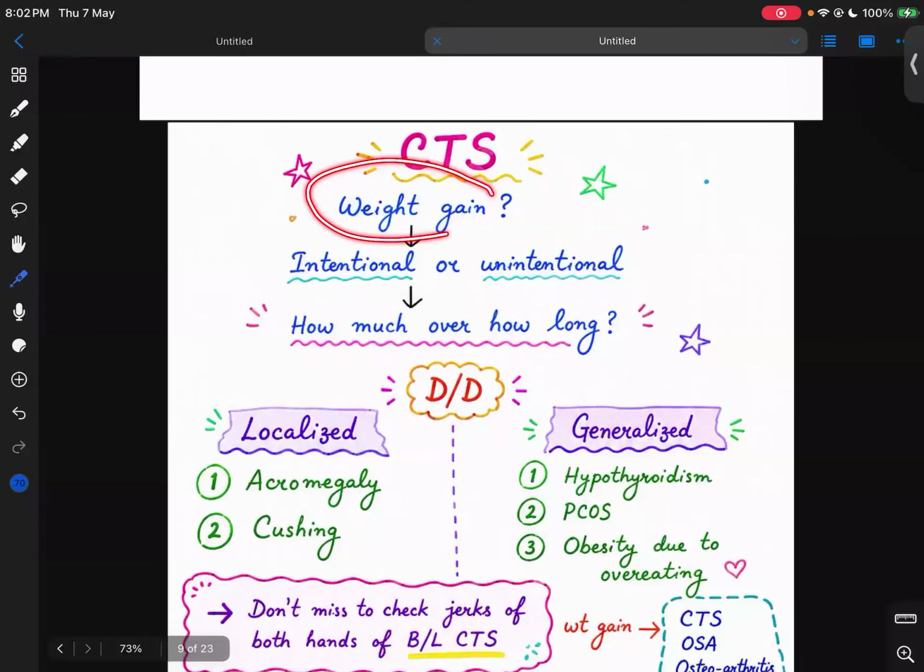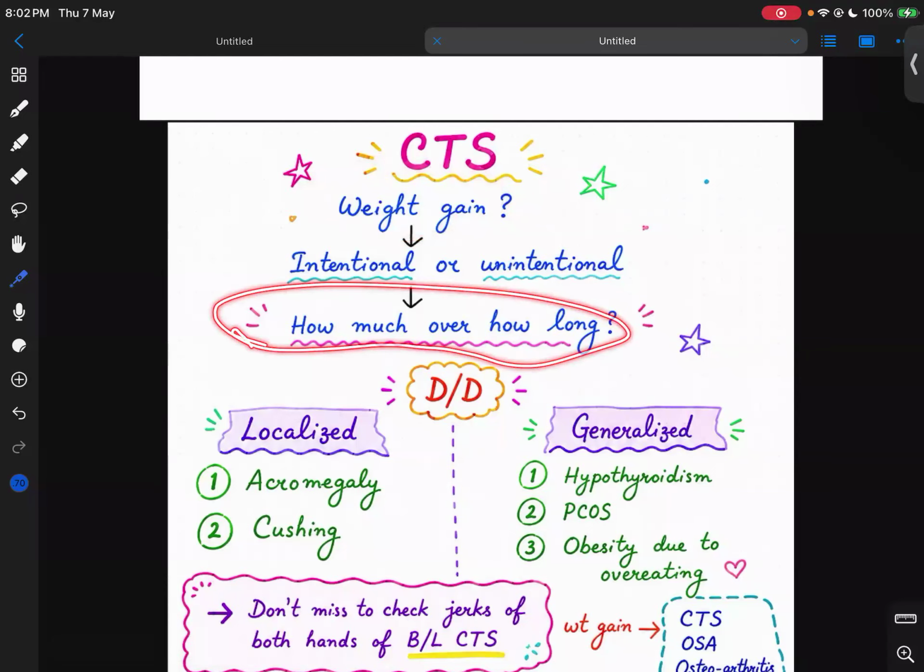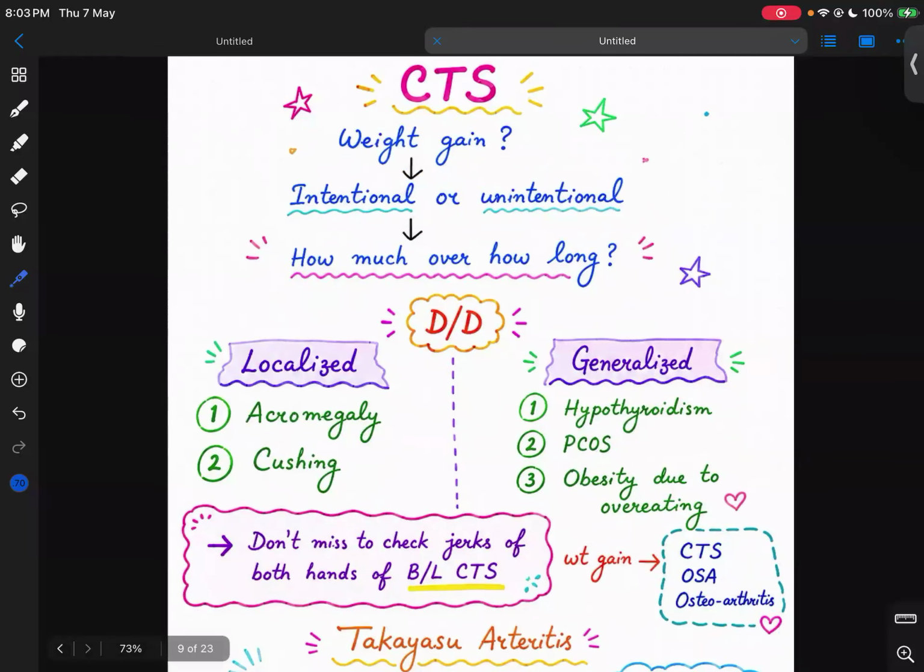Here the approach will be, first, we have to ask, how much weight have you put up over how long? Then the second question will be, is it intentional or unintentional? Right after that, we have to ask, where have you put on the weight? Is it to a particular body side, like the face, back of the neck, then trunk and lower tummy? Or have you noticed your hands and feet are getting larger? Or you have gained weight generalized, that you have put on the weight all over the body.